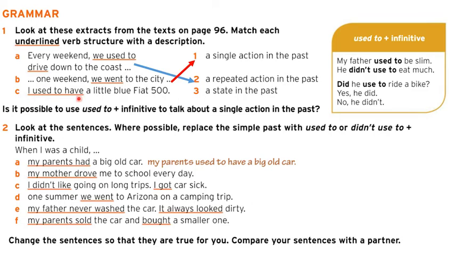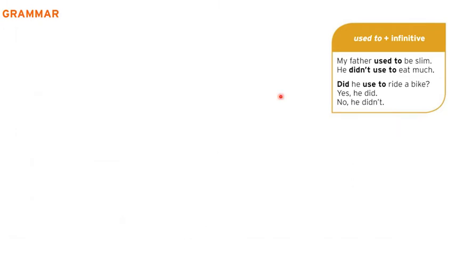And obviously when you say I used to have a little blue Fiat 500, we're using it to talk about a state in the past. When we say I used to have. That's right, guys. As you can see, the topic of today is going to be used to. Here we have used to and used to. And as you can imagine, we use this structure to talk about repeated actions in the past or states in the past. So let's take a look at the explanation.